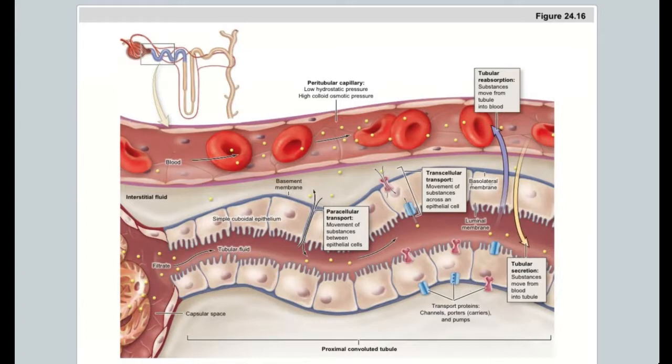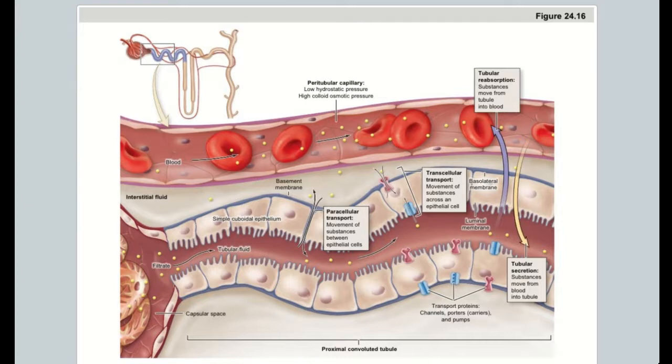We measure glomerular filtration rate with a substance known as inulin. Inulin is administered to a person so that the blood plasma concentration is 1 milligram per milliliter, and inulin is not secreted or reabsorbed, so it is filtered, but it just remains in the tubular fluid. Then you can measure how much of that inulin is exiting the person's body, and figure out what the glomerular filtration rate is based on that.